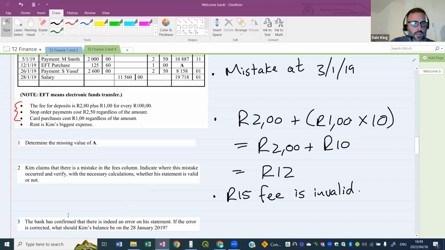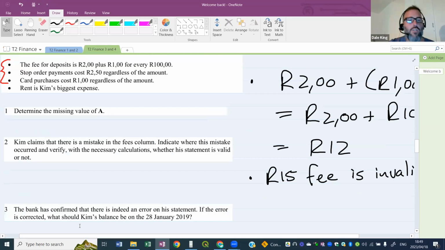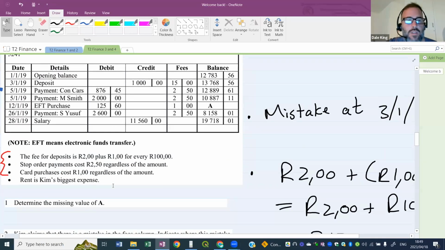Let me zoom in a little bit so you guys can read this. The bank has confirmed, you see, they made a mistake. The bank has confirmed that there is indeed an error on this statement. If the error is corrected, what should Kim's balance be on the 28th? Oh my gosh. Now they've made a mistake and then they want us to fix it for them. Guys, there's a lot of transactions and a lot of balances here. Surely there's a better way to correct this.